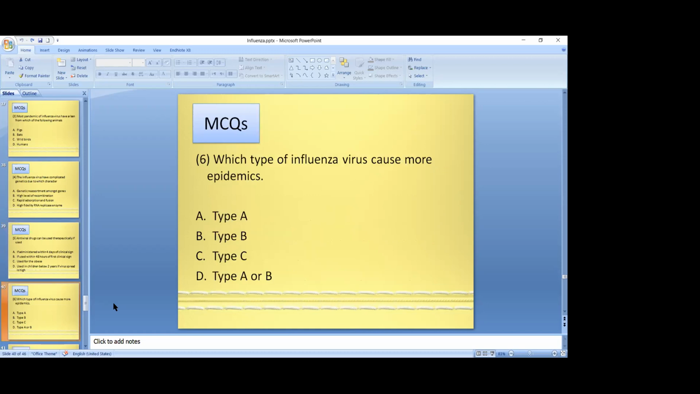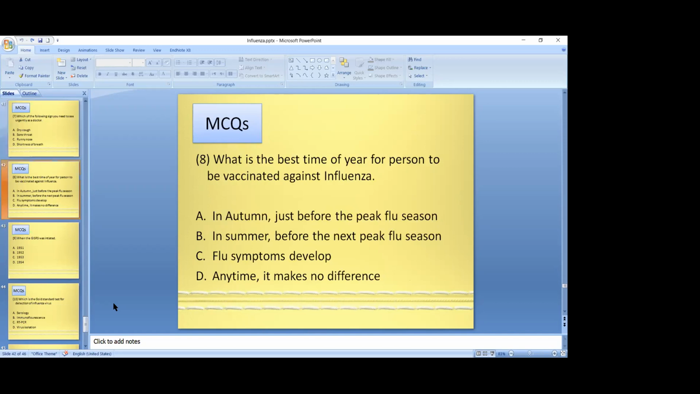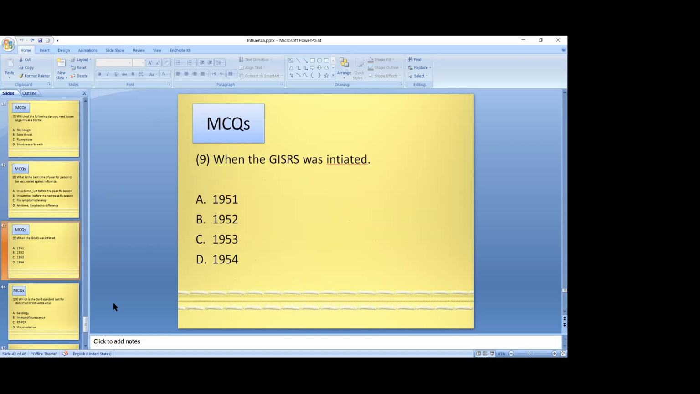Which type of influenza virus causes more epidemics? Correct answer. Which of the following signs do you need to see a doctor for urgently? Dry cough, shortness of breath. Correct answer. What is the best time of year for a person to be vaccinated against influenza? In autumn, just before the peak flu season; in summer, before the next peak flu season; when flu symptoms develop. Autumn is the correct answer.